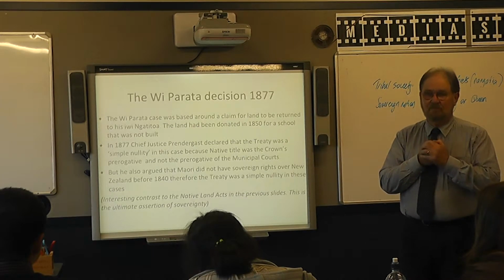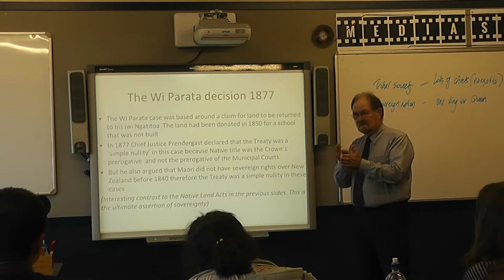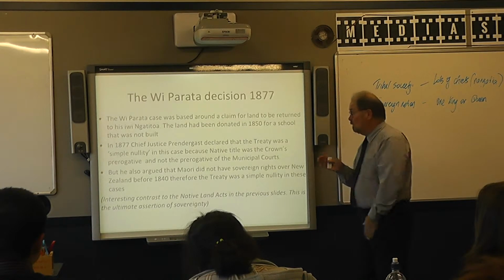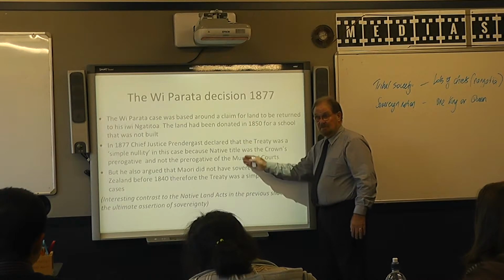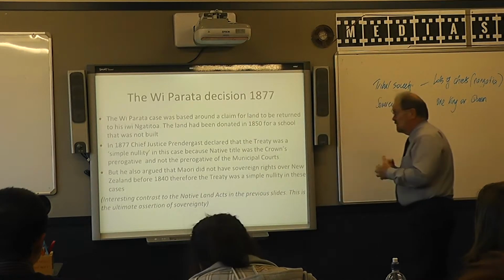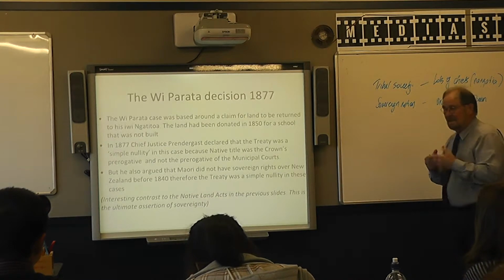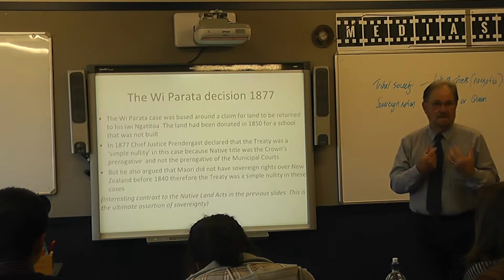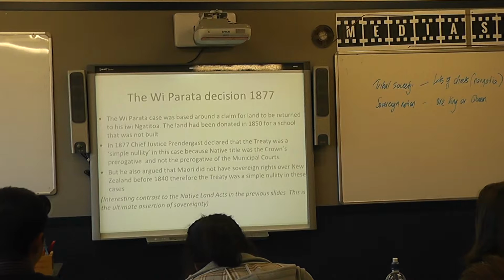It's an incredibly important decision, because subsequent precedents use the Parihaka decision. It's actually very, very complex. I've written this about 10 times to try and keep it as simple as I possibly can. But the decision is that basically he thinks the treaty is a simple nullity because Maori did not have the right to be a sovereign nation in order to even sign the treaty. That was the first argument.